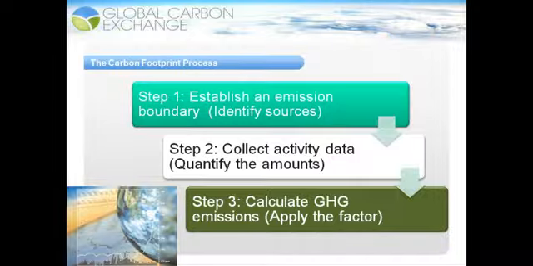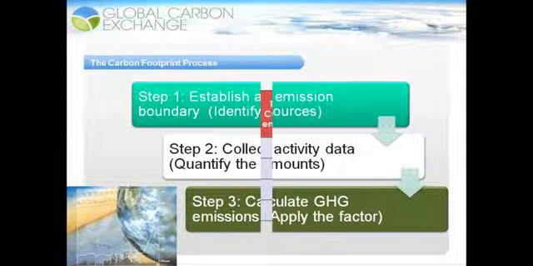Step 3 is we calculate the greenhouse gas inventory by applying the relevant and most appropriate emission factors to the data that we have collected. The fourth thing is obviously writing the report.